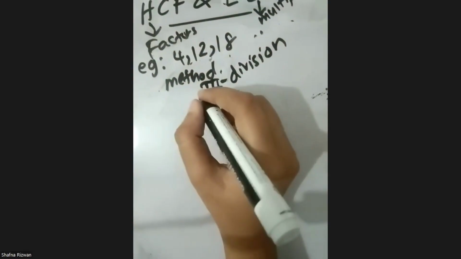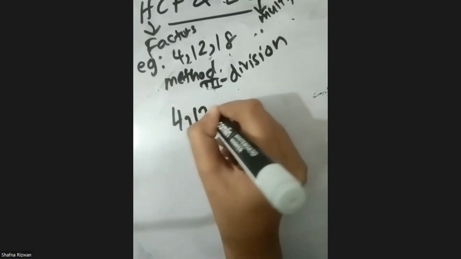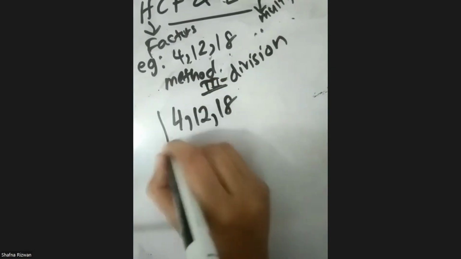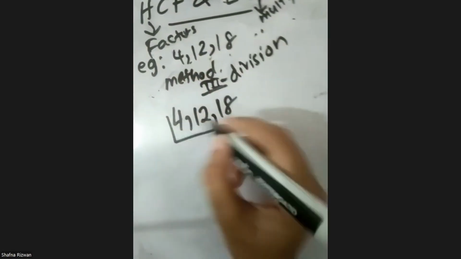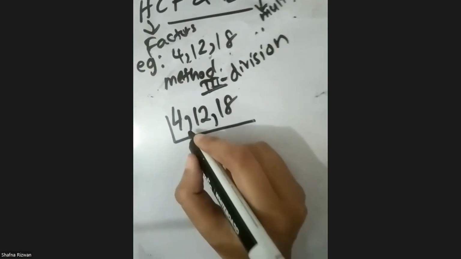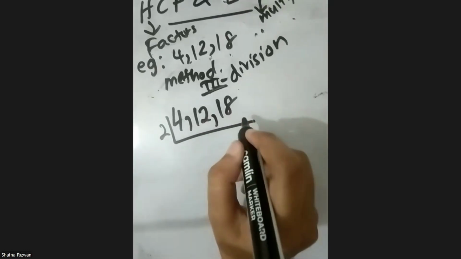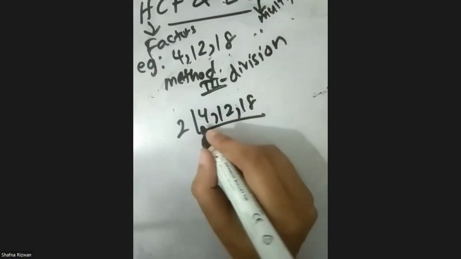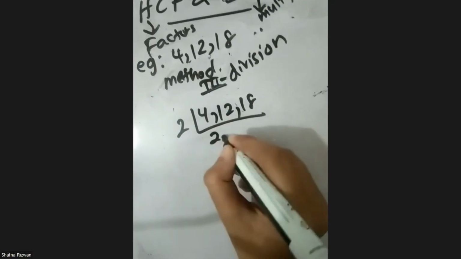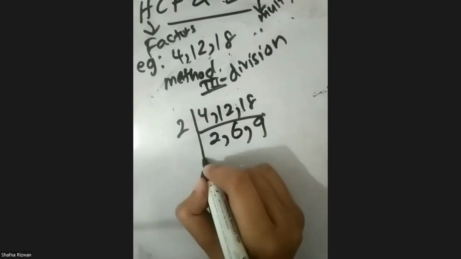Now let's say, for an example, we are using the same example: 4, 12 and 18. Now we are going to divide all of these numbers by a common number. What common number can I take here? I can take 2 because all these numbers are even numbers. So you can divide everything by 2, all three numbers. Now in 4, how many 2 do you have? 2 times. In 12, how many 2 do you have? 6 times. In 18, how many 2 do you have? 9 times.